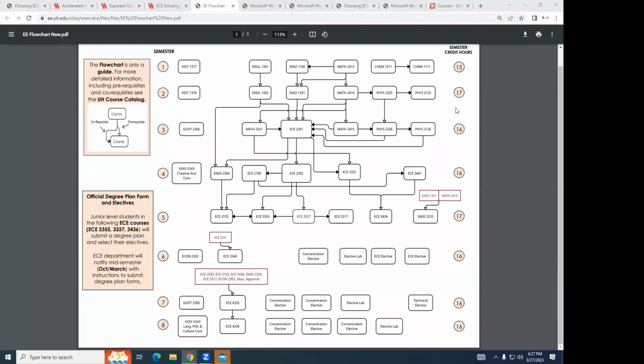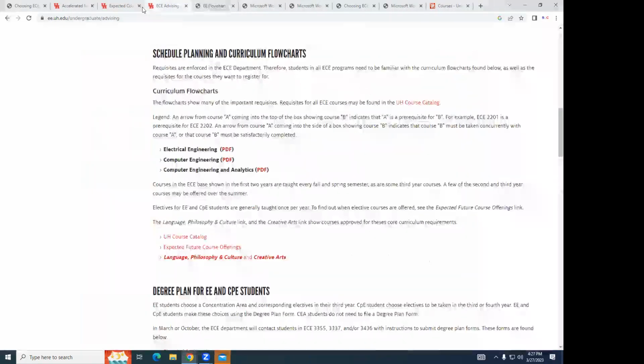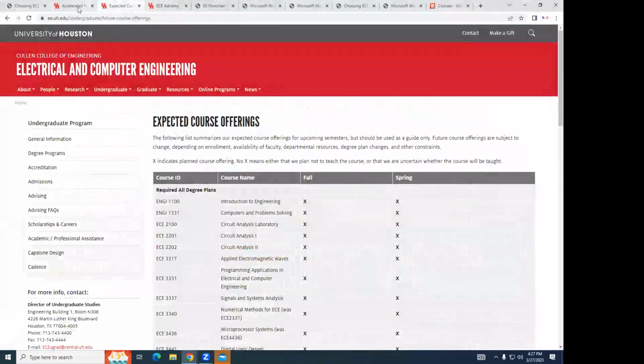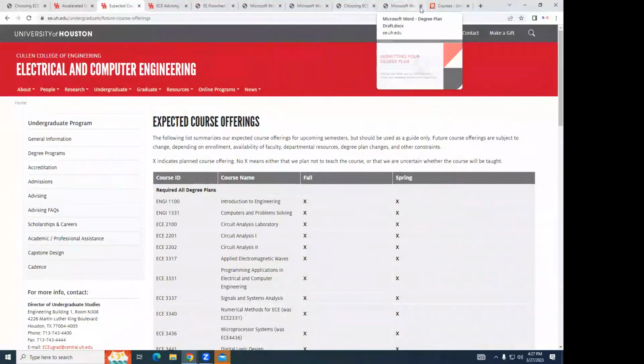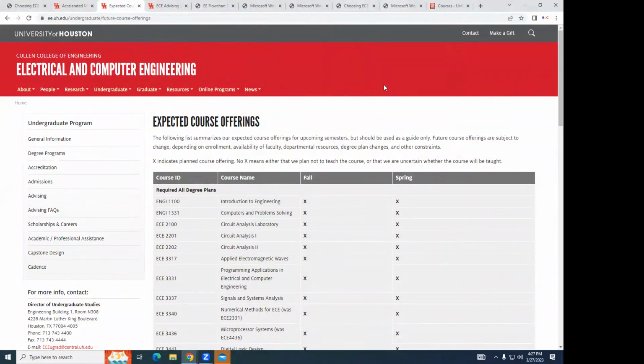What else can I tell you? Questions? I have a more specific question. Based on the different concentrations I can choose from, which one would most likely correlate to if I wanted to pursue my master's or go into RF? Go into RF engineering, radio frequency engineering? Yeah. Then by all means, the applied electromagnetics concentration area. Okay.